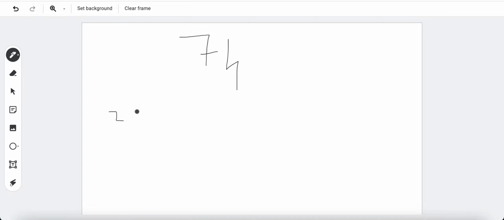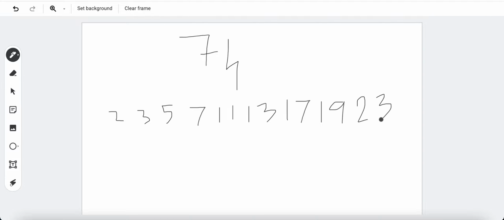So 2, 3, 4 is not a prime number, so 5, 7, 8 no, 9 no, 10 no, 11 is a prime, 12 is not a prime, 13, 14, 15, 16 not a prime, 17, 18 no, 19, then 20 is not a prime, 21 is not a prime, 22 is not a prime, 23, yeah, 23 is a prime, 24, 25, 26, 27, 28 are not primes, 29, yes, we are good with 29, 30 is not a prime, 31, yes, it's a prime, 32, 33, 34, 35, 36 no, 37, yeah, 37 is fine, 38, 39, 40.